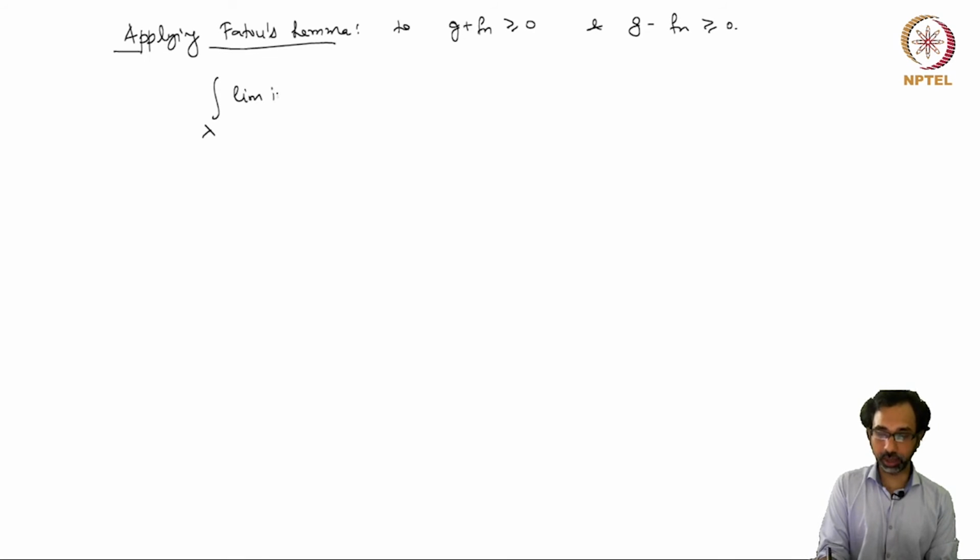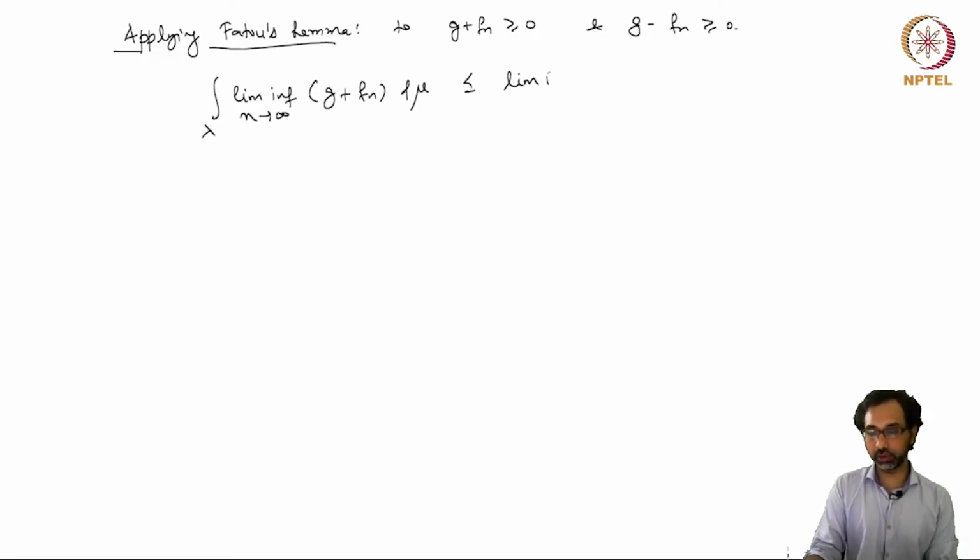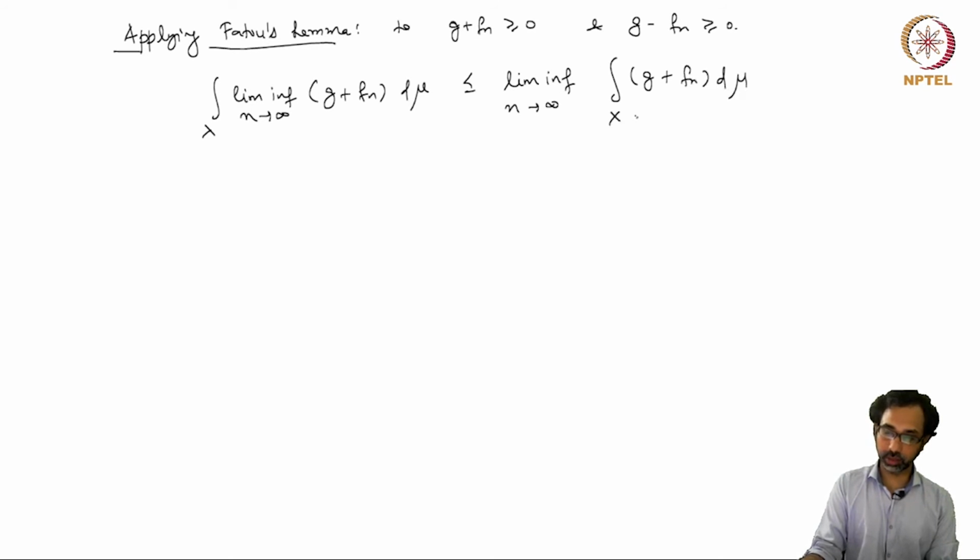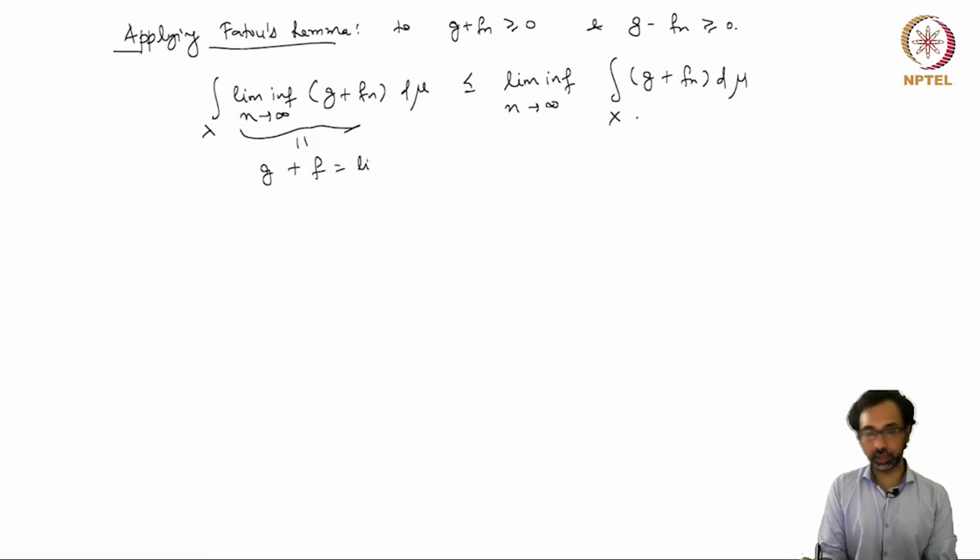the integral of lim inf of g plus fn d mu as n goes to infinity is less than or equal to lim inf as n goes to infinity of the integral of g plus fn d mu. Now this is nothing but g plus f, because this is the lim inf and the lim sup of fn both. So in particular f is equal to the lim sup. So the lim inf of g plus fn is equal to g plus f.